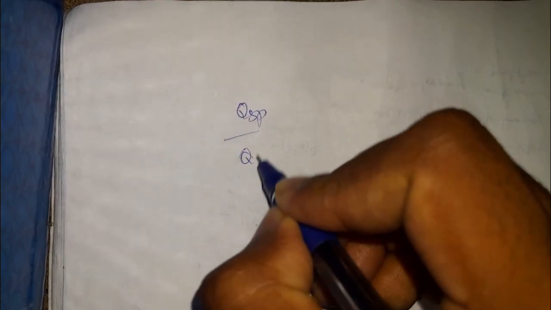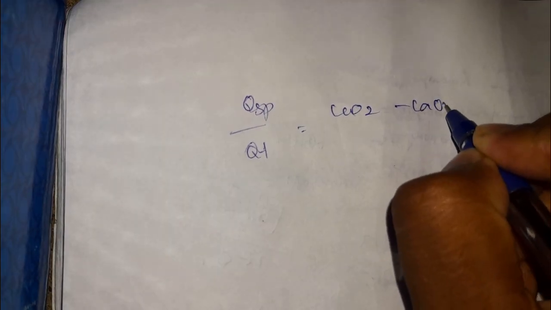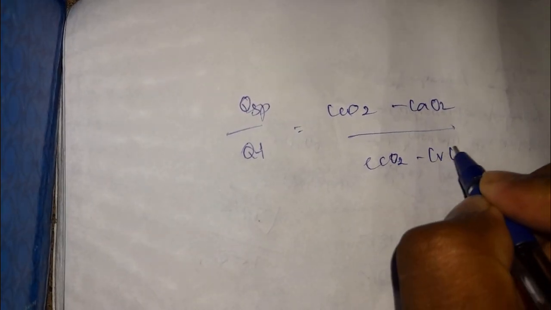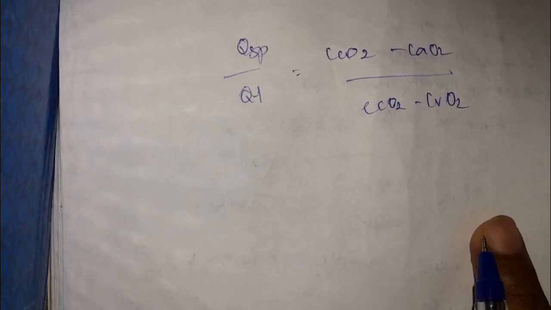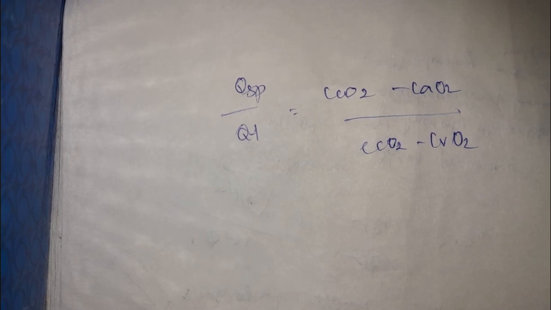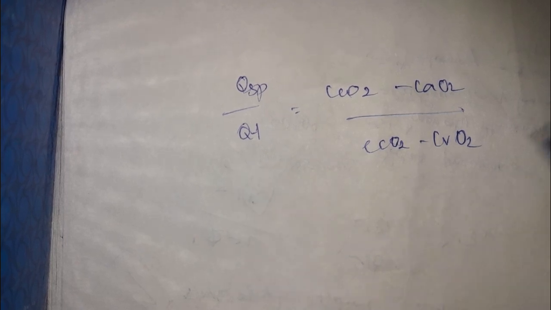For shunting, there is an equation: Qs by Qt is equal to CcO2 minus CaO2 by CcO2 minus CvO2. Like that, the formula is there. Okay, so this is all about the shunting equation. I don't want to talk deeply about it. Next we are going to another factor.